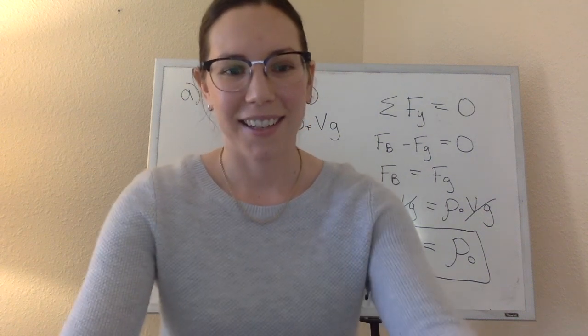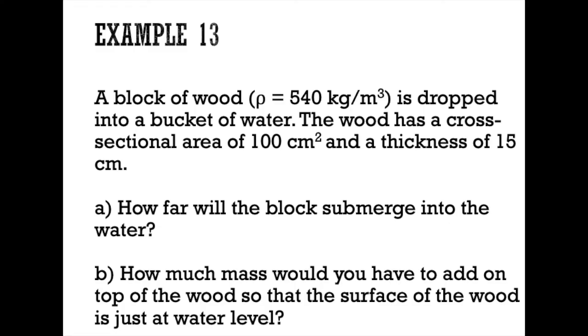All right, let's try another example. A block of wood of density 540 kilograms per meter cubed is dropped into water. The wood has a cross-sectional area of 100 centimeters squared and a thickness of 15 centimeters.